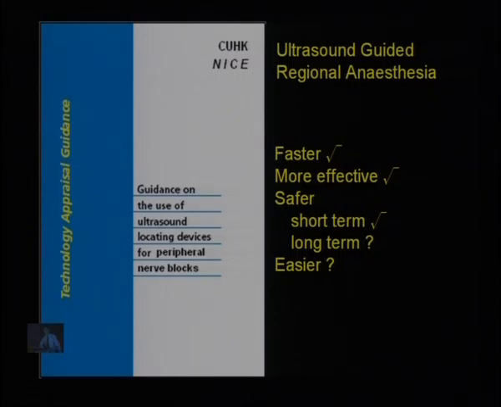Okay, so that's some of the evidence that I could find in the literature. If we're going to produce a nice report on the use of ultrasound locating devices for peripheral nerve blocks, what do we say? I think there's evidence it's faster, more effective, and safer, especially in the short term. The long term, nobody would know, and perhaps it will never be possible to prove whether it will reduce the incidence of residual nerve deficit after regional anesthesia. It will take years and thousands of cases to prove. Any easier, we don't know. Perhaps you will make the judgment after the session today.